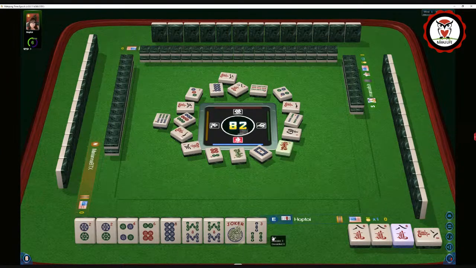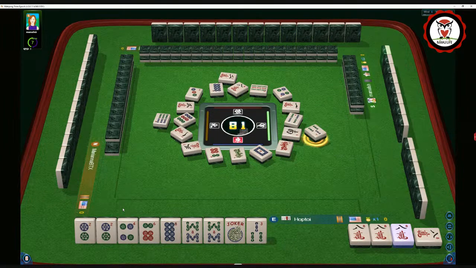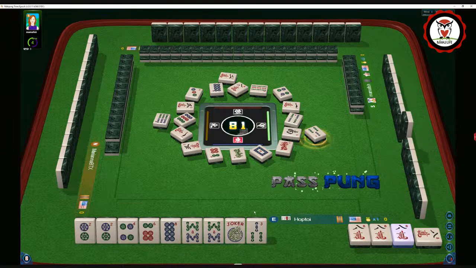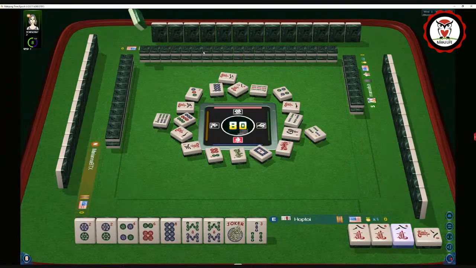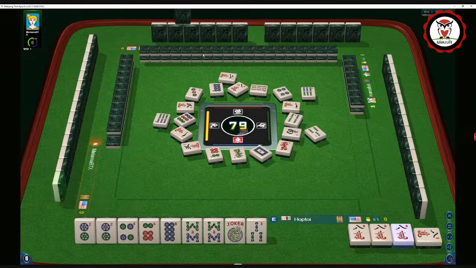Oh, we don't want to hold dragons. Red dragon. Dragons are hot commodities. 3 bamboos. Okay, so yeah, that's a pass. The end game is going to be right around where the 8 dot is. 6 bamboos. So we're in the middle game now, about 80 tiles. That's where we're at the moment.